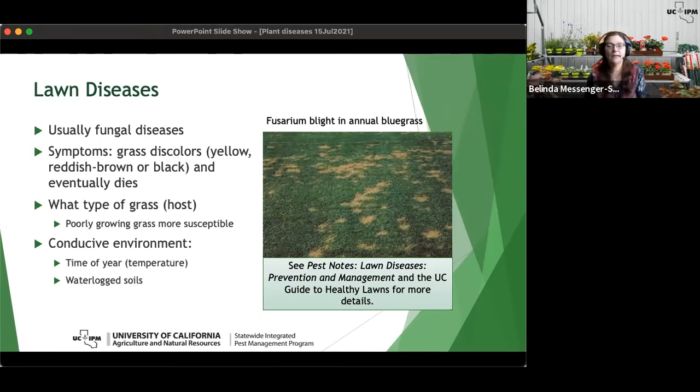The environmental conditions are also very important. Some diseases only occur when it's cool, others only when it's hot. Waterlogged soil can often lead to disease development as well.